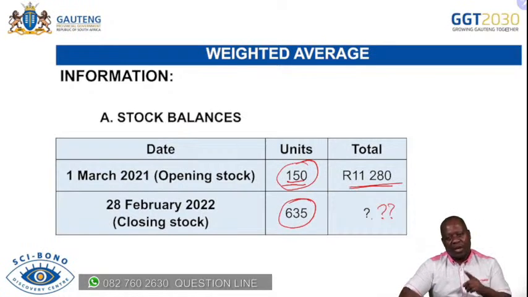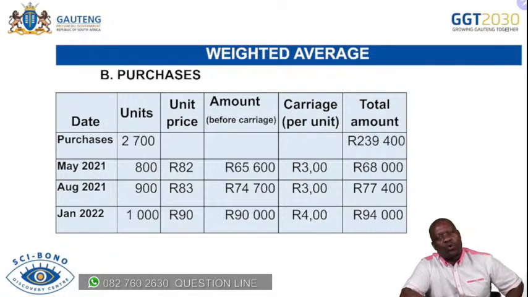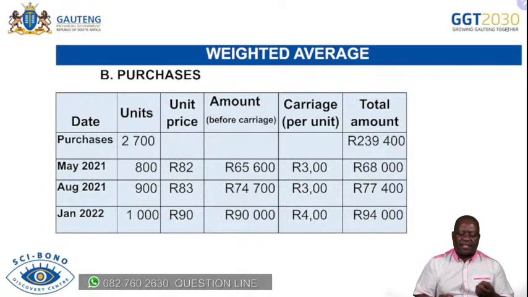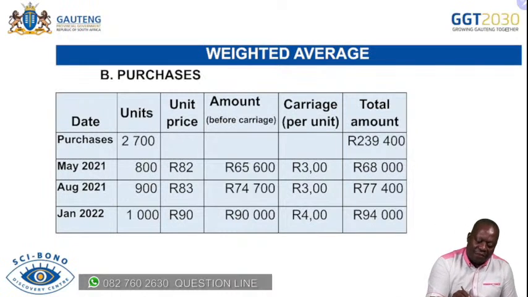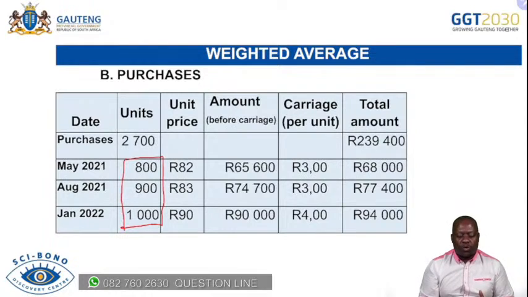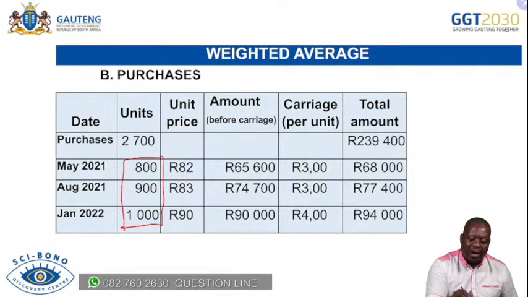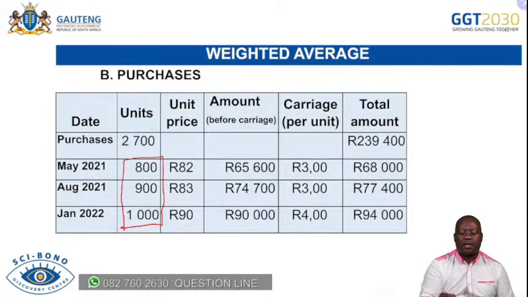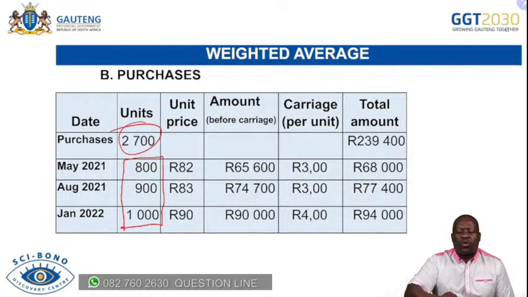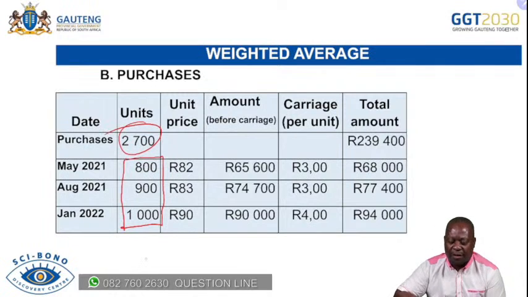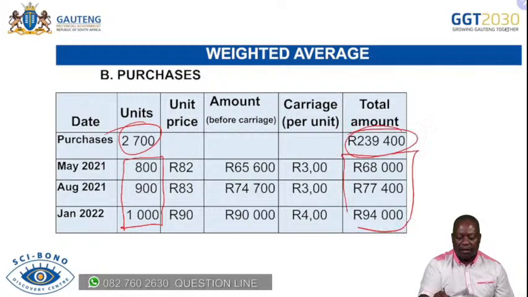Guys, remember, we are accounting people, very important people. We don't take shortcuts. We don't force things. We allow things to reveal themselves. So let's go to item B, purchases. When it comes to purchases, we are given 3 batches. The most important thing is that to find the total of 2,700 units, they added these, and to find the total of 239,400, they added these three.